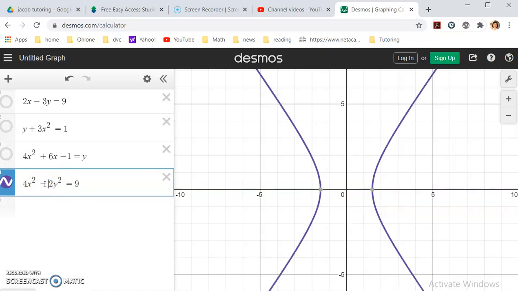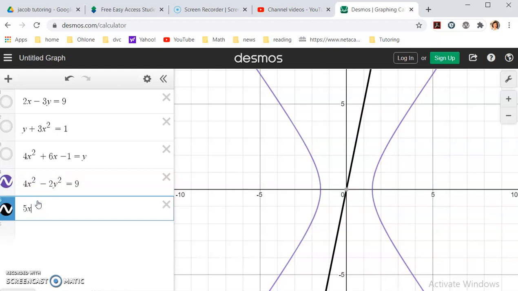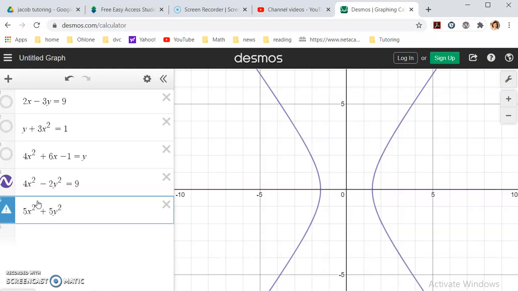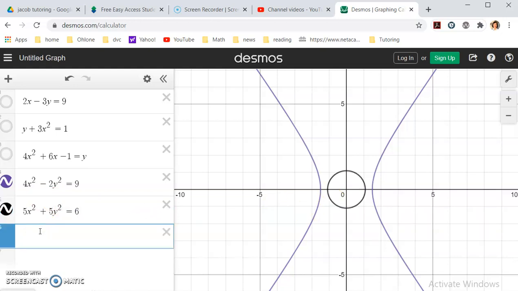And if you change this to subtraction, it becomes a hyperbola. So this is a hyperbola when the x squared and y squared have opposite signs. If x squared and y squared have the same coefficient, say 5 and 5, equal to 6, then it's a circle. And if they have different coefficients but the same sign, so they're both positive, and equal to 9, then it's an ellipse.